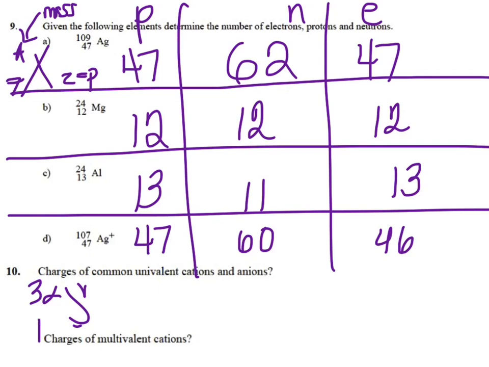What if we had sulfur 32 with a -2 charge? How many protons does it have? 16. How many neutrons? 16. And how many electrons? 18. Yes. Not silver. So I said sulfur, didn't I? Or did I say silver? Sulfur, sorry. Any questions on that?